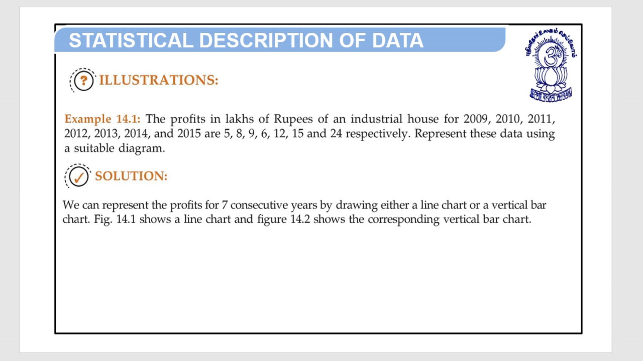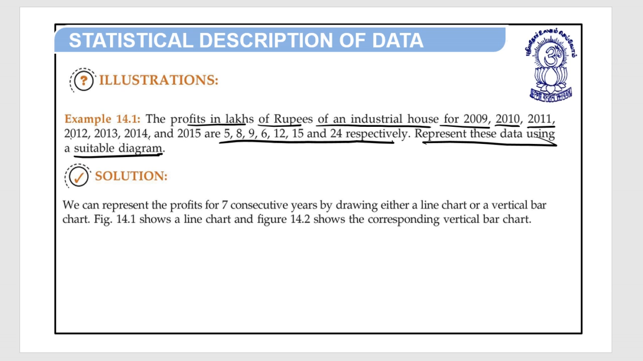Illustrations. Example: the profits in lakhs of rupees of an industrial house for 2009, 2010, 2011, 12, 13, 14, 15 are 5, 8, 9, 6, 12, 15 and 25, 24 respectively. Represent this data using a suitable diagram. We can represent the profits for 7 consecutive years by drawing either a line chart or a vertical bar chart. The figure shows the line chart and figure 14.2 shows the corresponding vertical bar chart.